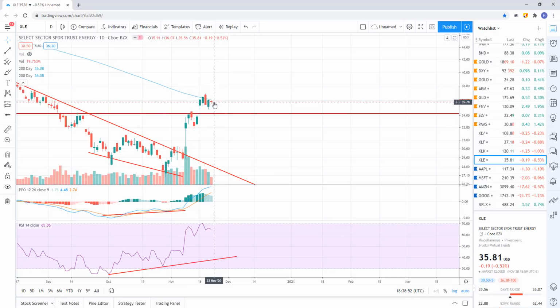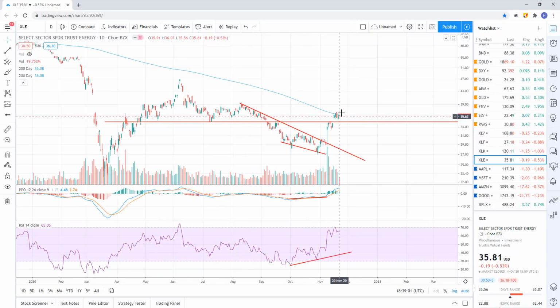Now, to me, if we pull back to 34, 36, that might be a buying opportunity. But what I'm going to probably wait for is an impulsive break above this 200-day moving average. If we get that, expect more upside.